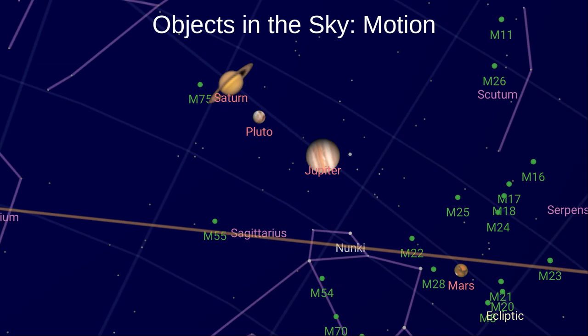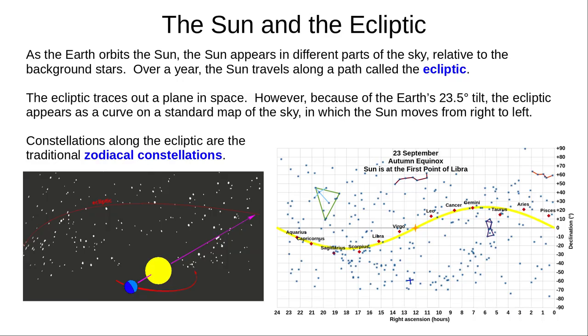In part 1 of Objects in the Sky, we looked at what we can see in the sky, and in part 2 we looked at constellations and asterisms. Today we're going to consider how planets and stars appear to move through our sky. But first we'll look at the Sun's motion.